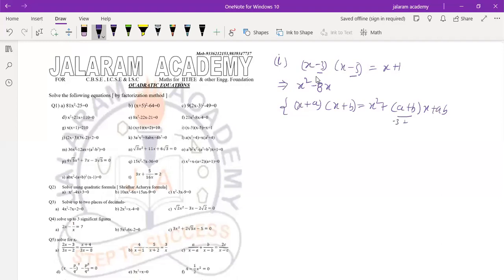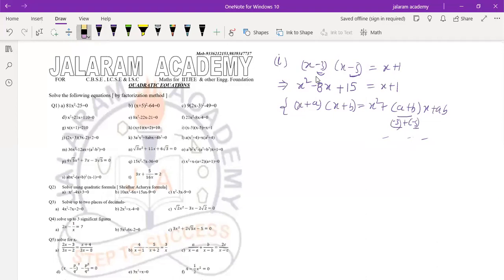Value of a is −3, value of b is −5. When we add −3 with −5, it is −8. Is that clear to you? Plus ab: their product is +15, since minus minus is plus and 5 times 3 is 15, equals x + 1. Is that clear to everyone?